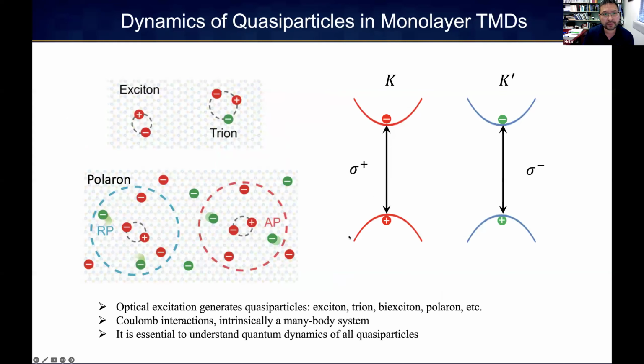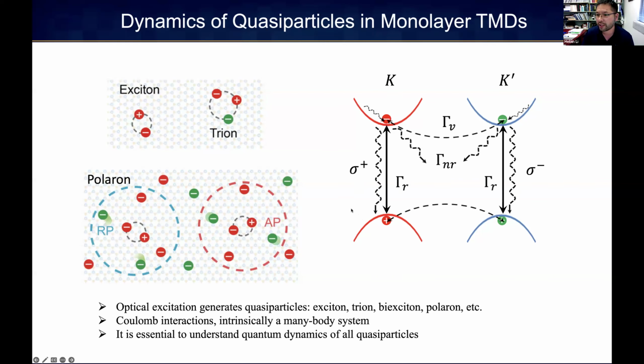Now back to 2D materials, and you have a similar situation. You have all of these quasi particles, excitons, biexcitons, trions, polarons, and they can interact with each other through quantum interaction, and therefore you're looking at a very complicated many-body system. Then it's very interesting to probe the dynamics, and the dynamics can be quite complicated in this system.